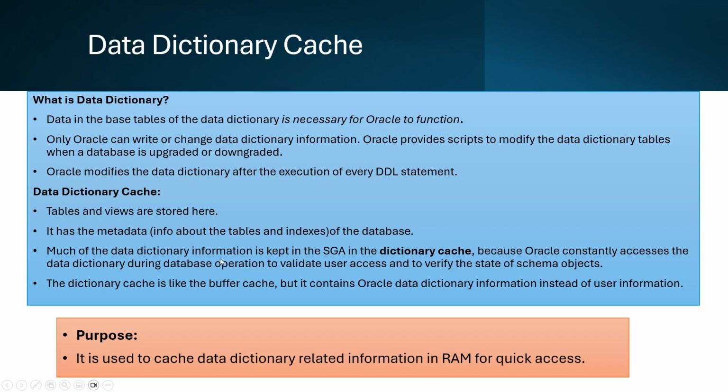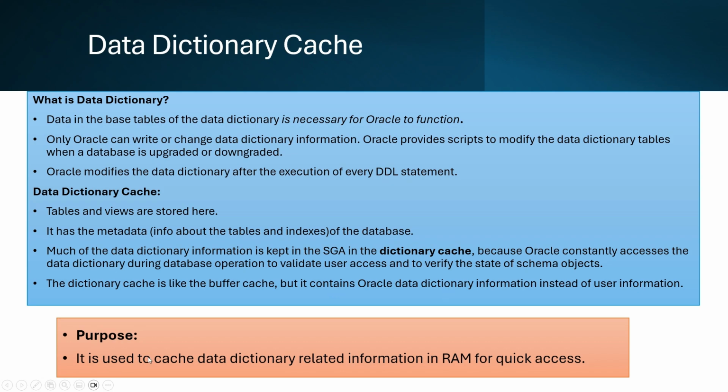So much of the data dictionary information is kept in the SGA, in the dictionary cache, because Oracle constantly accesses the data dictionary during database operations to validate user access and to verify the state of the schema objects. This is the semantic check that happens. The data dictionary cache is like a buffer cache, but it contains Oracle data dictionary information instead of user information. It will not have any user information, only the cache of the Oracle data dictionary.